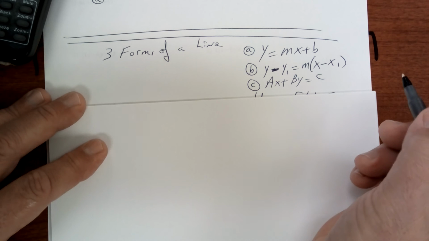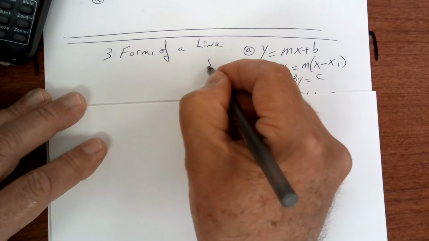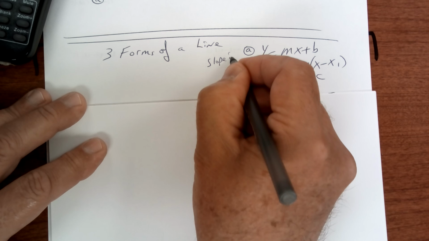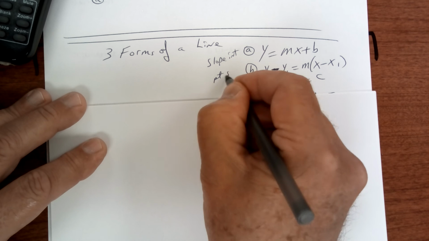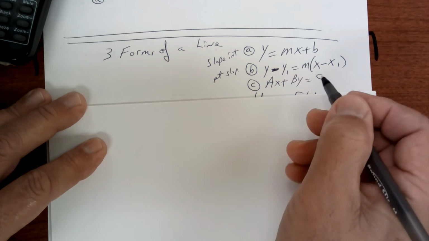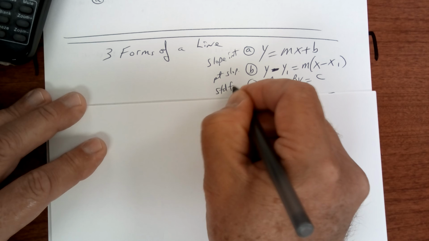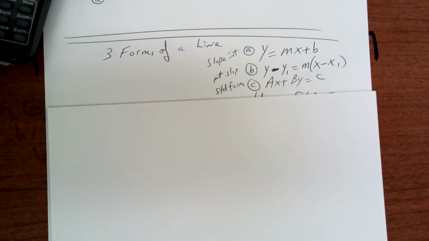Okay, so this one is slope-intercept. This one is point slope. And this one is standard form. Copy that down so you know. All right, so let's take a look.